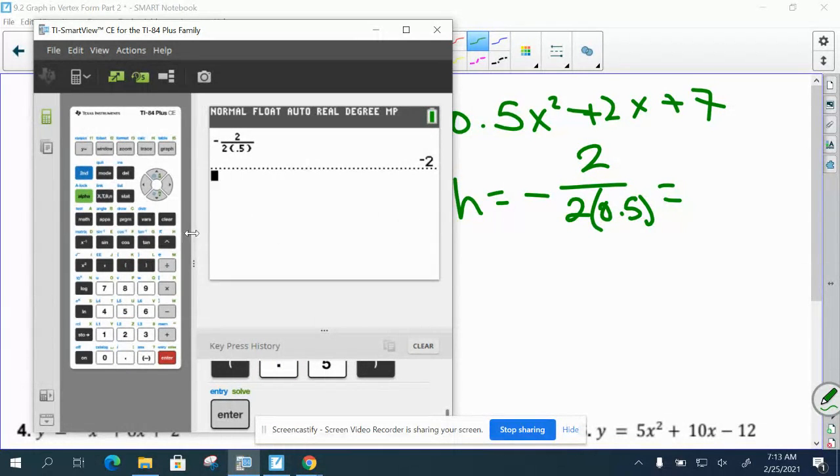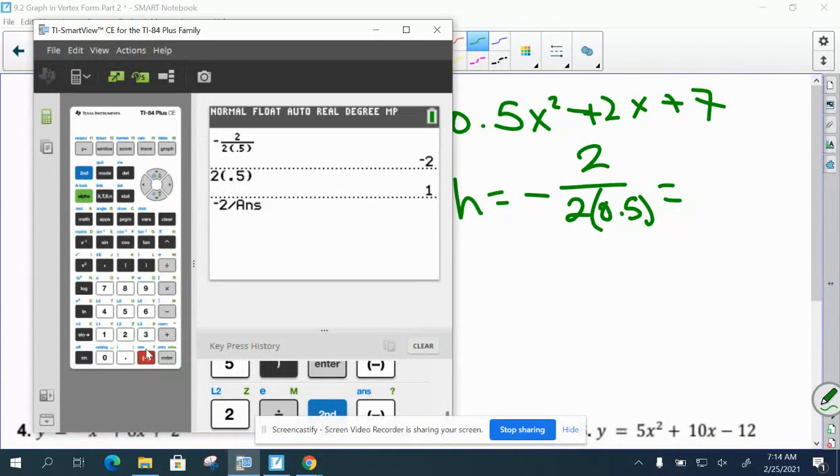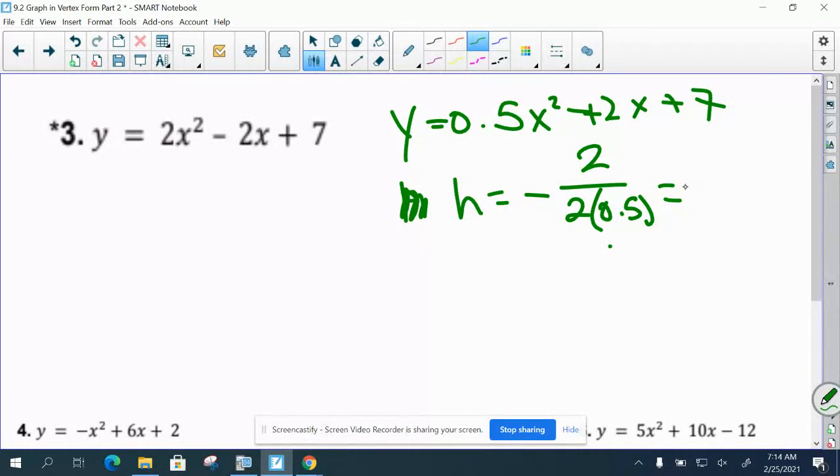equals negative 2. If you don't have the fraction button, you could just figure out what the denominator is, simplify that, and then do negative 2 divided by your answer. The answer button is right here with the negative sign, and that gives you negative 2. Because 2 times a half is just 1.